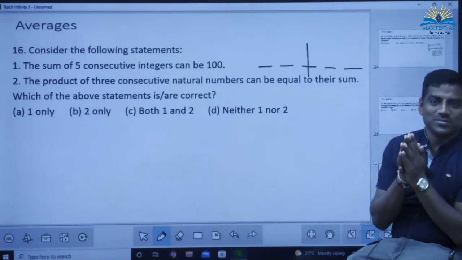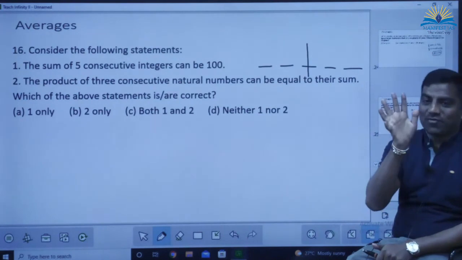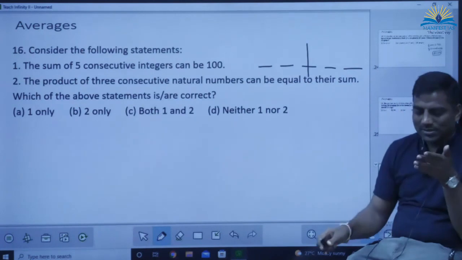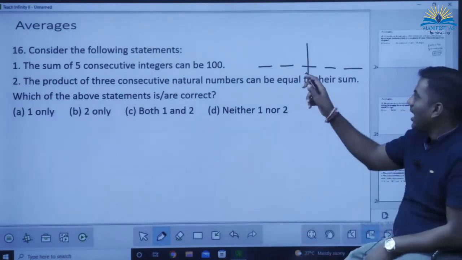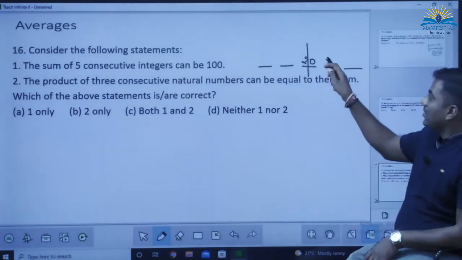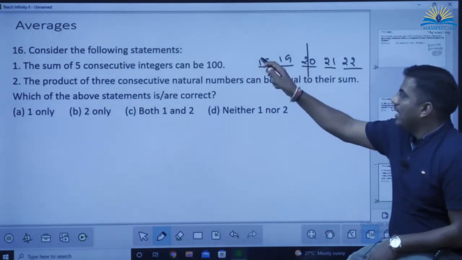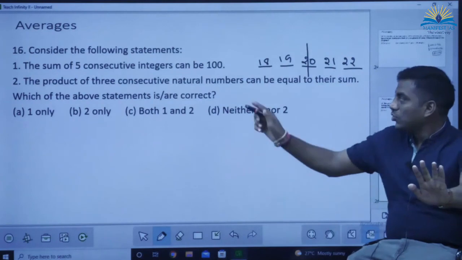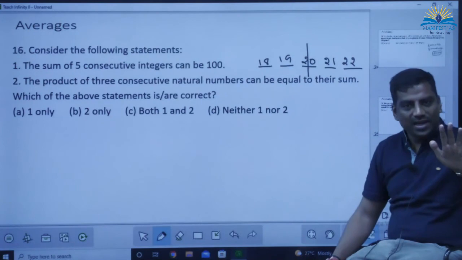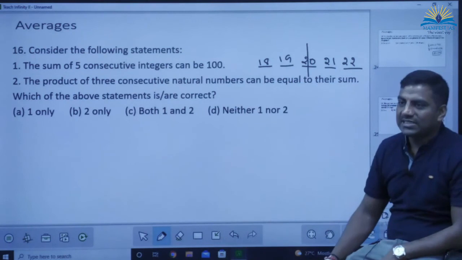I will not feel bad also. Sum is 100. There are 5 numbers. What is the average? 20, yes? So, average is 20. This can be 21, this can be 22, this can be 19, this can be 18. Possibility? So, the sum of 5 consecutive integers can be 100. Agree? So, first statement is right. Go to the second statement.